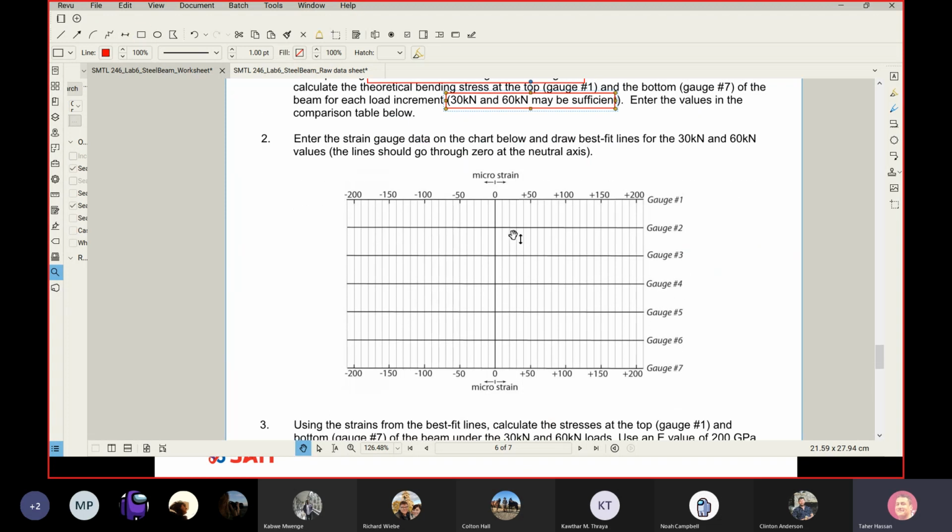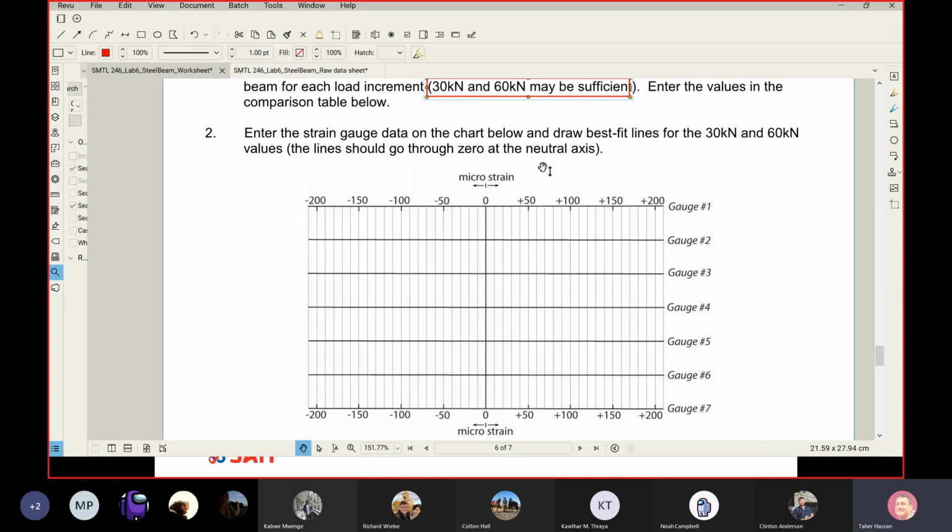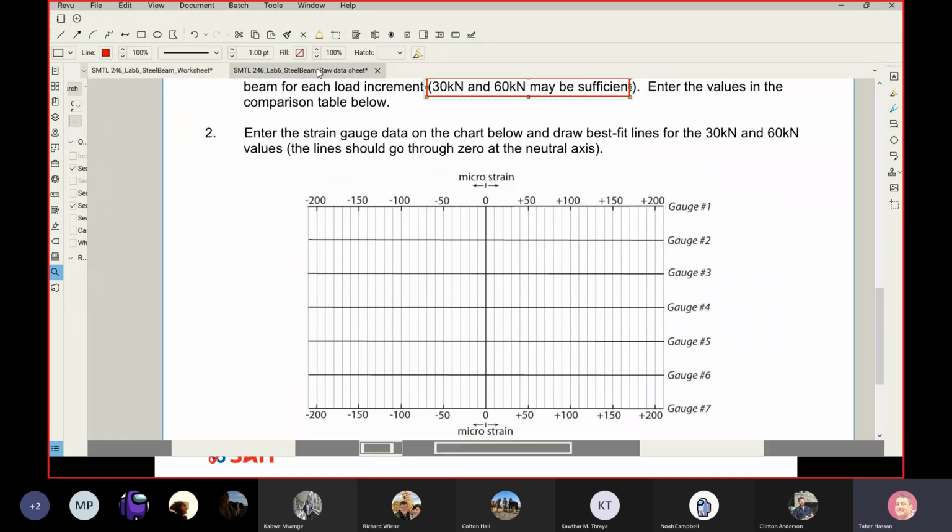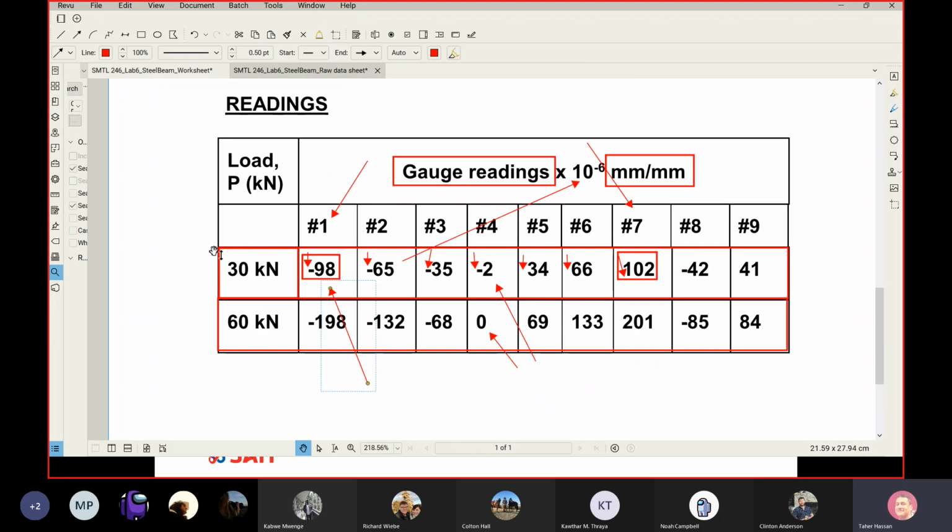Okay, question number 2 simply tells you to enter the strain gauge data in the chart below and draw the best fit line. For example, watch this. All you have to do is draw the gauge from 1 to 7. Please don't include 8 and 9. It's only from 1 to 7. And what you have to do, let's do it.